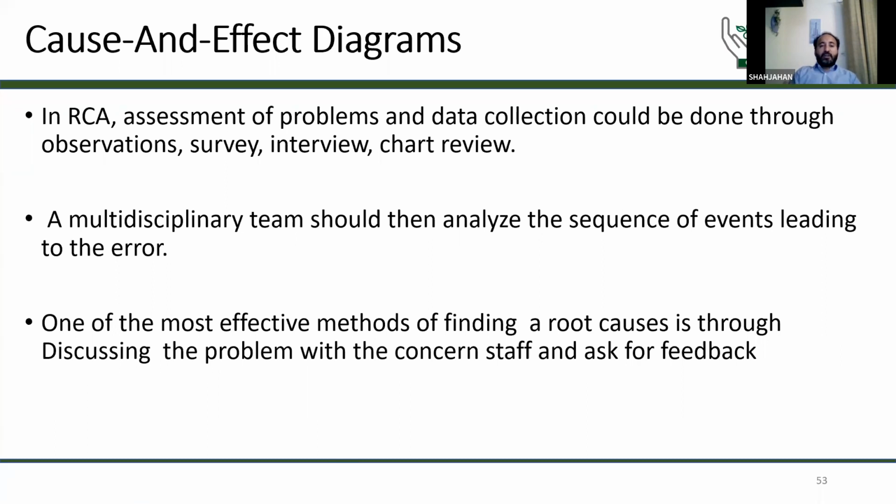In RCA, assessment of the problems and data collection could be done through observation, survey, interview, chart review. A multidisciplinary team should then analyze the sequence of events leading to the error. One of the most effective methods of finding the root cause is discussing the problem with concerned staff and asking for feedback. Like I told you before, if we have a problem of expiry, we will just make a meeting. We will ask them why this happened. We will go one by one through all the steps of the process, and then we find where the problem was.